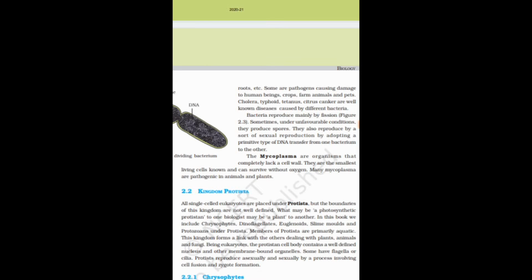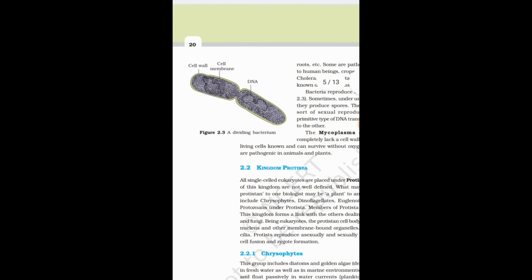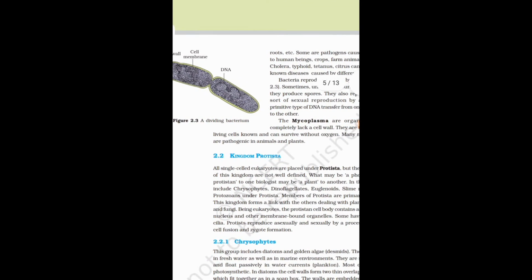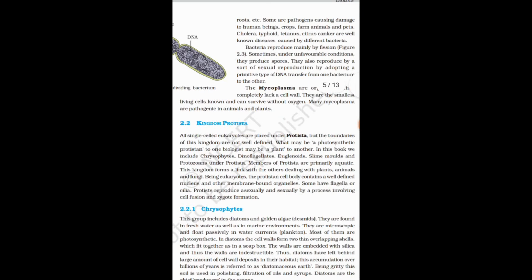The mycoplasma are organisms that completely lack a cell wall. They are the smallest living cells known and can survive without oxygen. Many mycoplasma are pathogenic in animals and plants. Figure 2.3, a dividing bacterium.